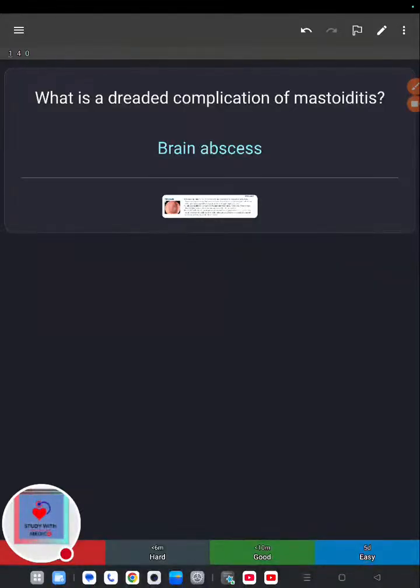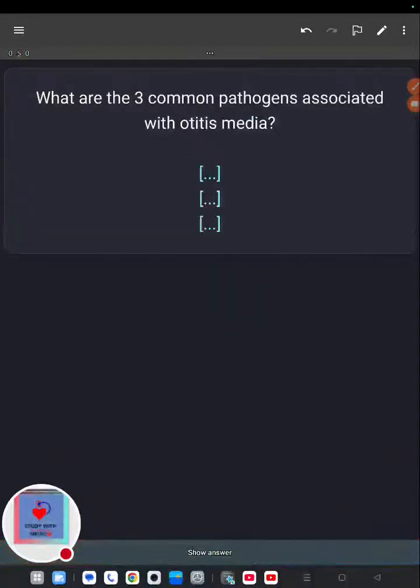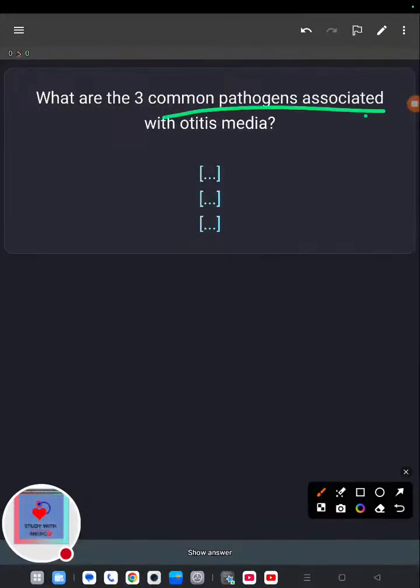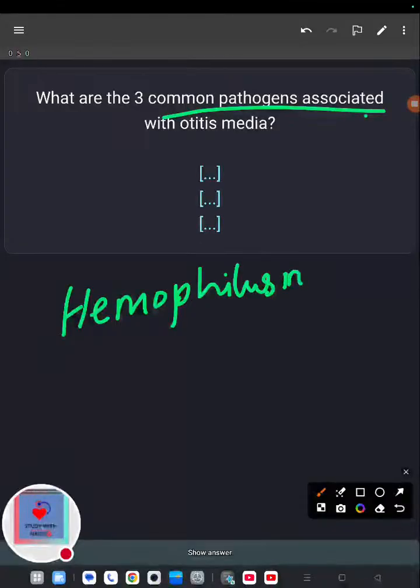Brain abscess. What are the 3 common pathogens associated with otitis media? So we have got 3 components. Okay, we have got Haemophilus influenzae, and Streptococcus pneumoniae.